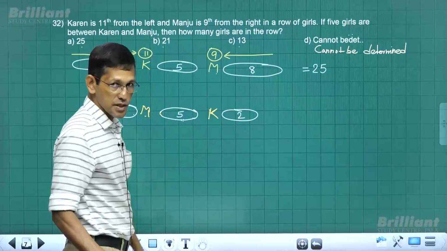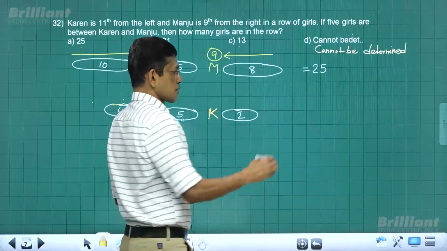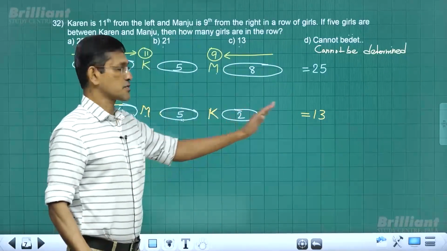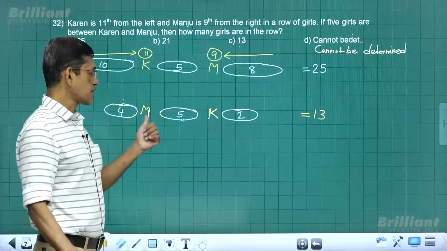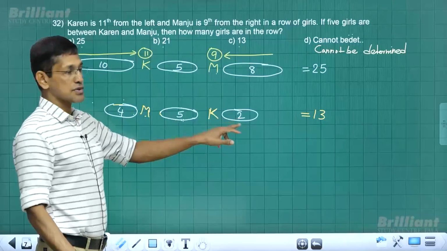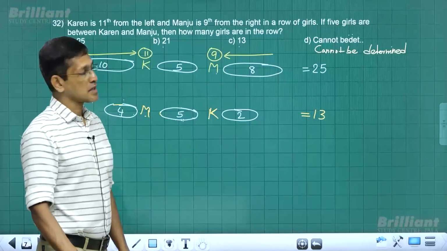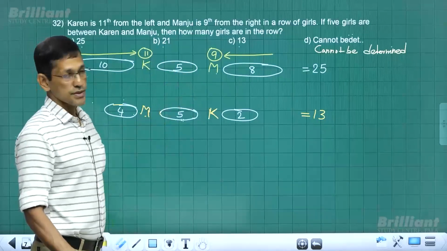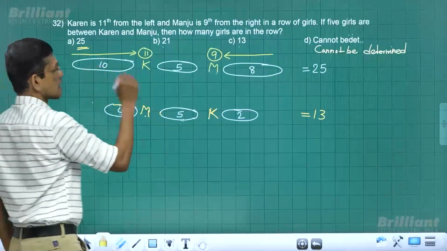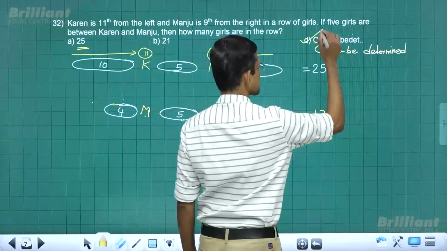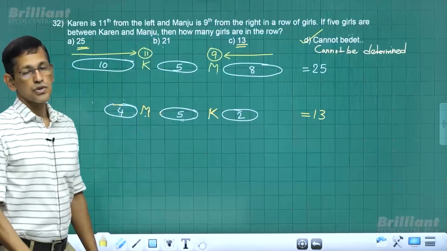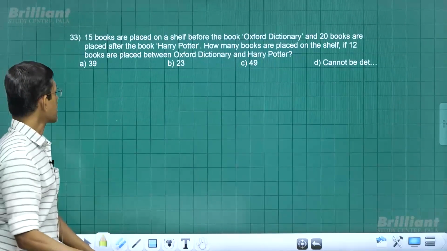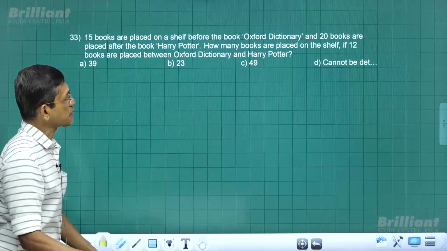Plus, how many more with Karen? 2 more with Karen. So that's 13. Up to here, it's 11. 11 plus 2 is 13. Or you count it this way: 4 plus 1, 5. 5 plus 5, 10. 11. 11 plus 2 is 13. So that's 13. So 25 and 13. Well, there are 2 answers. 25 is a correct answer. 13 is a correct answer. So the answer is, it cannot be determined. So final answer is what? Cannot be determined.